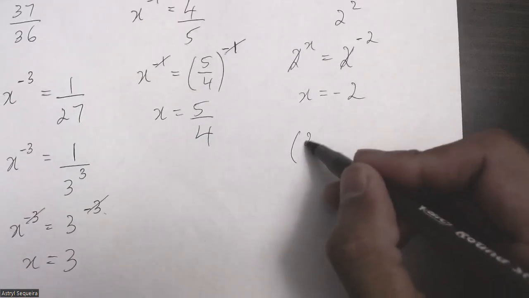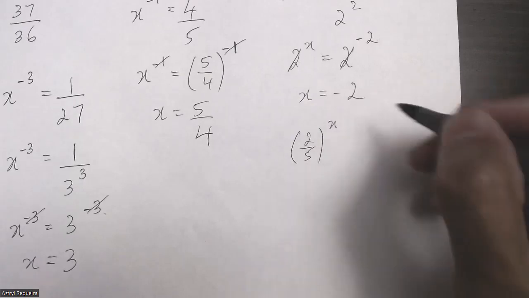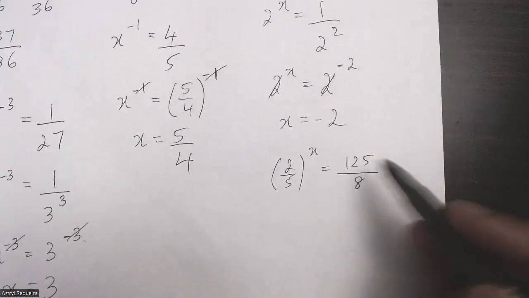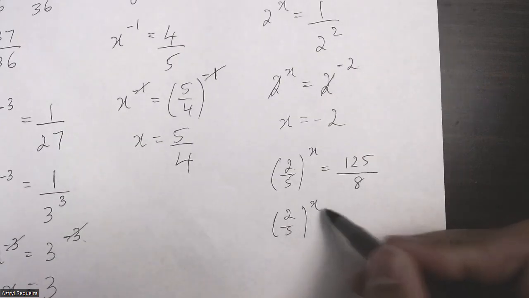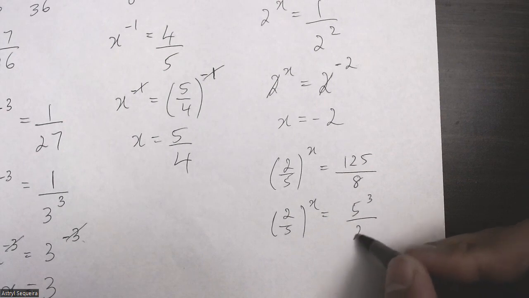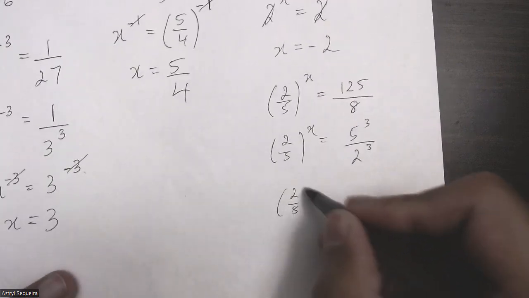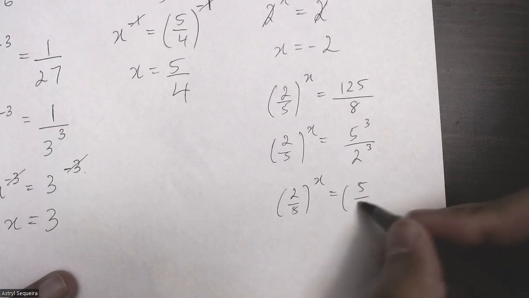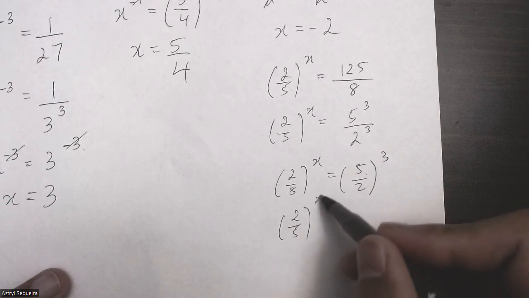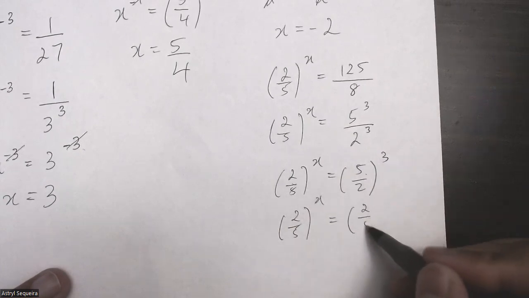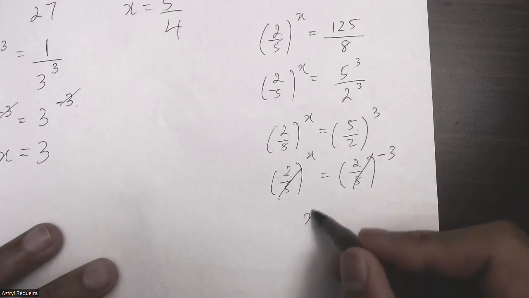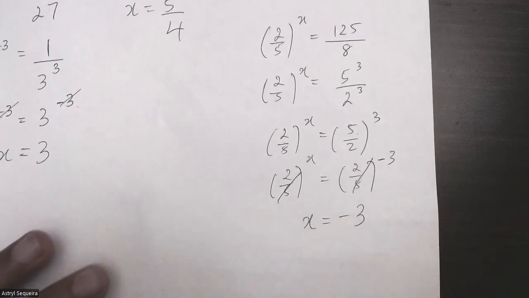And last question of this video, 2 over 5 to the power of x equals 125 over 8. So I know that I can actually convert this to 5 cubed and this to 2 cubed. And then I can write that actually as 5 over 2 to the power of 3. And then I just have to flip it upside down to match the base over here. If I flip it upside down, my exponent becomes -3. And bases are the same, cancel. I'm just left with x equals -3.